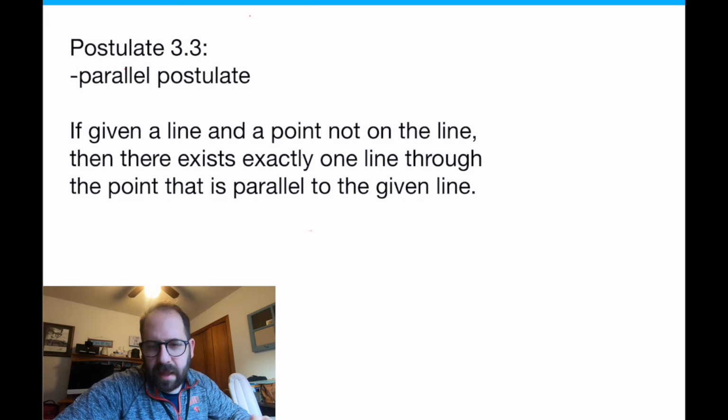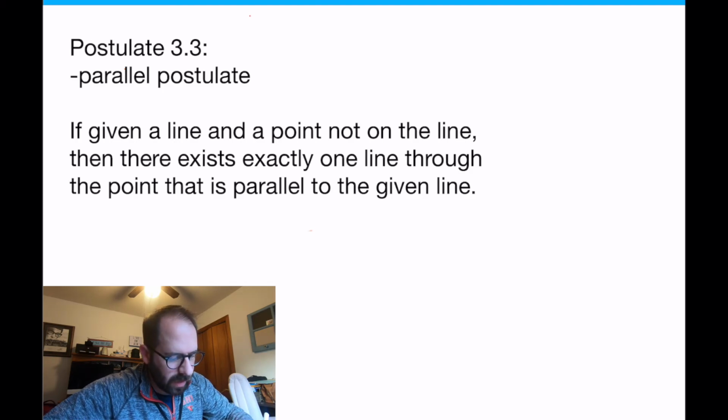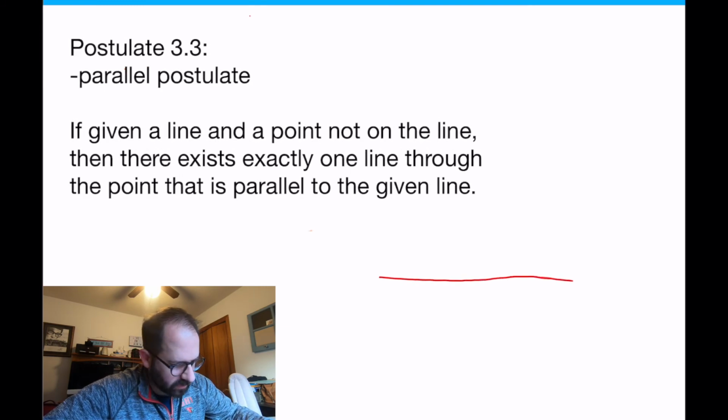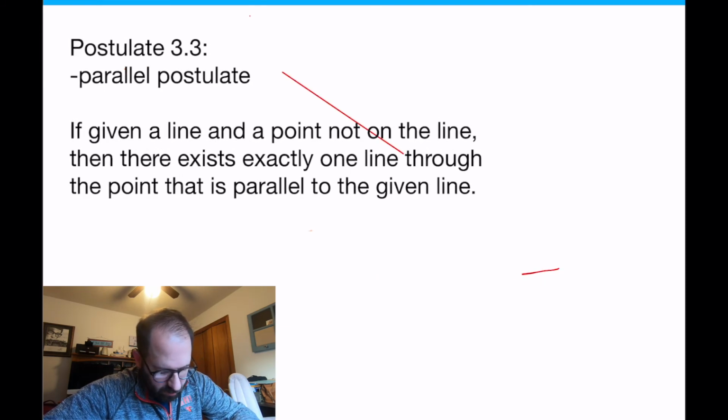Alright, so this is one we had last Friday, so this shouldn't be too new to you. It's the parallel postulate. So it says, given a line and a point not on it, there exists only one line that can be parallel to the given line passing through that point. So let me just draw this out for you again. So here's my line. I have a point that is clearly not on it. Point that is not on it, I'll call it point P.